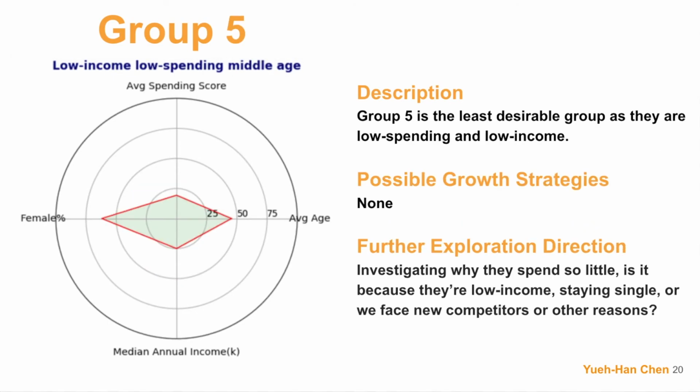Let's look at group 5. This group is the least desirable group as they are low spending and low income. So I don't recommend any growth strategy for this group, but it is definitely worth investigating why they spend so little. Is it because they are low income, or they are staying single, or we face new competitors that we don't know, or other reasons?